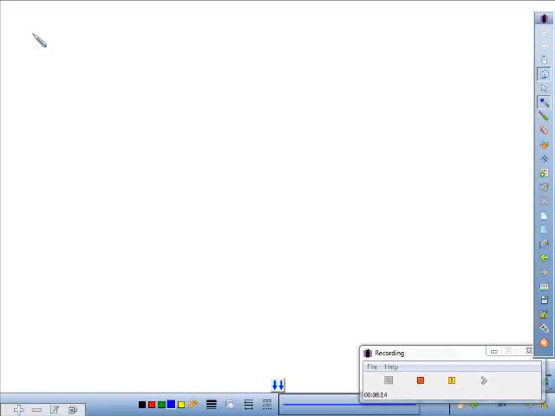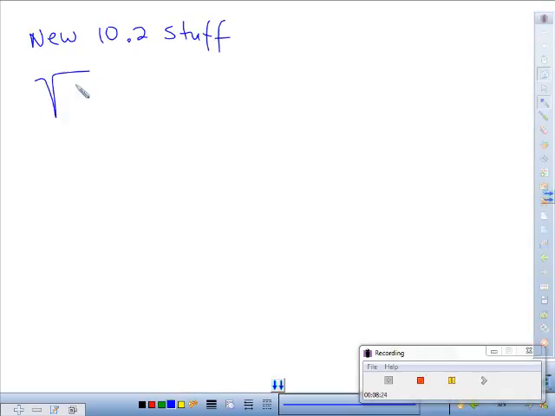New information. So this is new 10.2 stuff. And a fraction in a square root. Sometimes they're very, very friendly. Anybody tell me why this one is a very, very friendly one to deal with? The numbers that are involved.